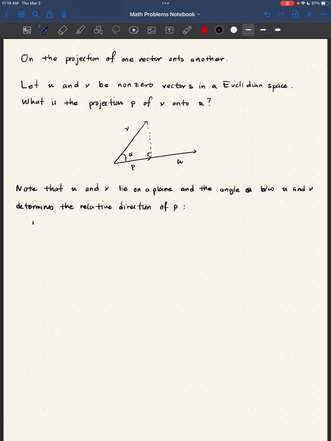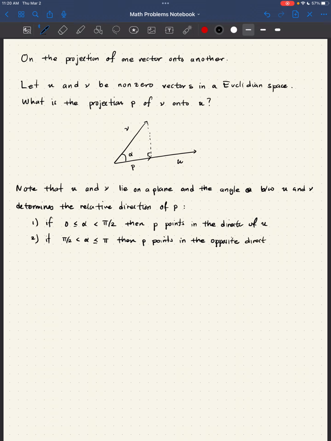Well, if we have that alpha is between 0 and pi over 2, then P points in the direction of U. If we have that alpha is comprehended between pi over 2 and pi, then P points in the opposite direction of U.